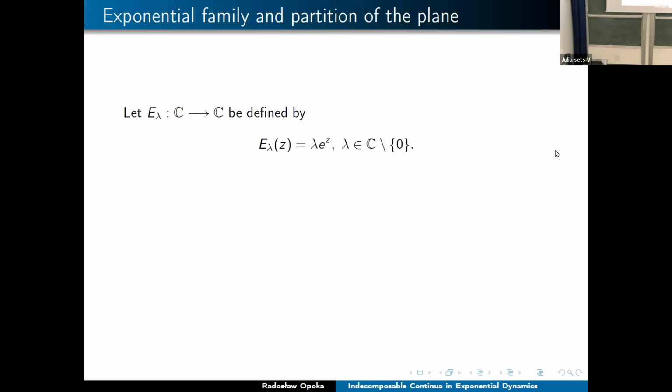So the first thing is to define the exponential map. This is the function e lambda of z equals lambda e to the z, and lambda is some complex parameter.